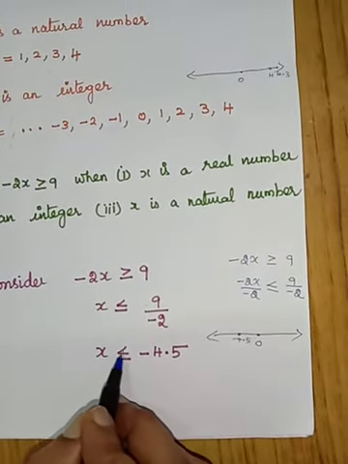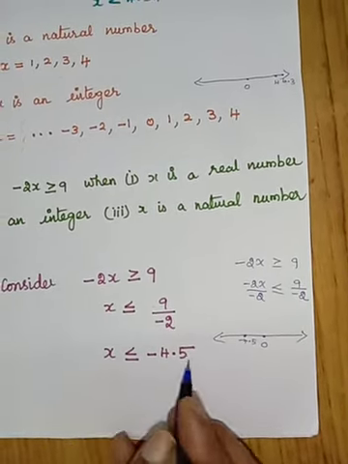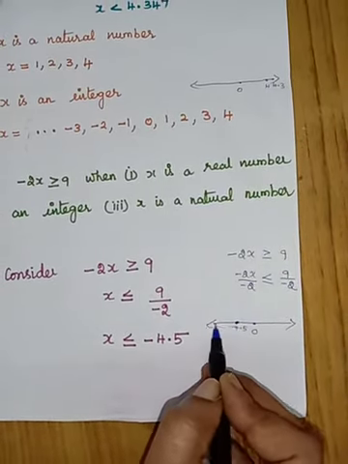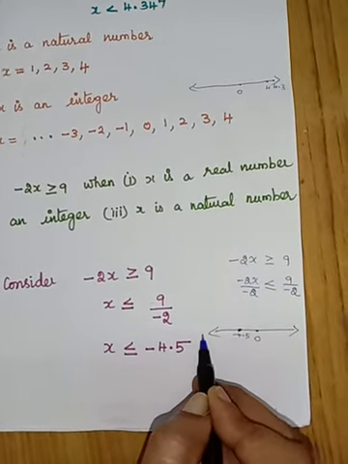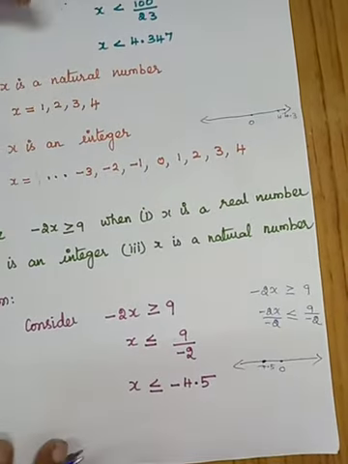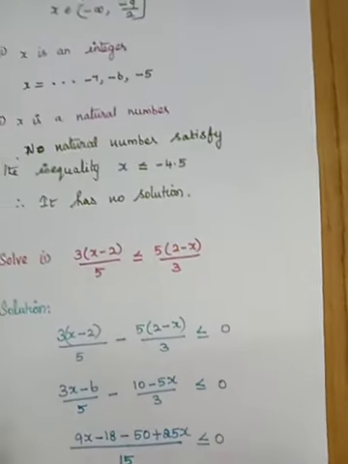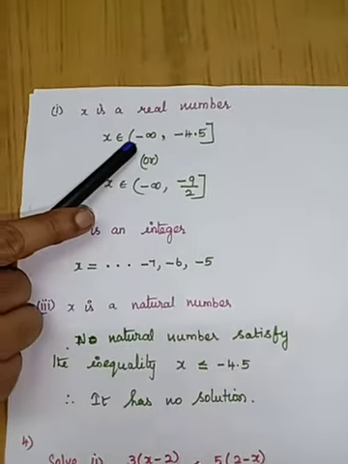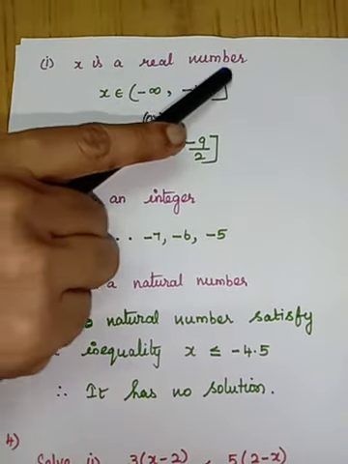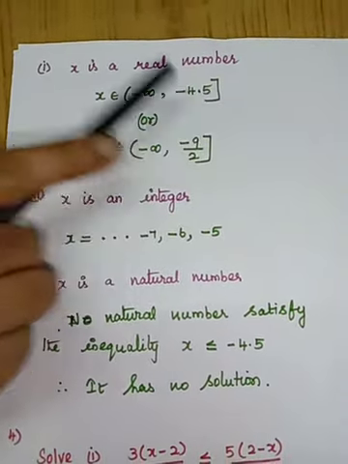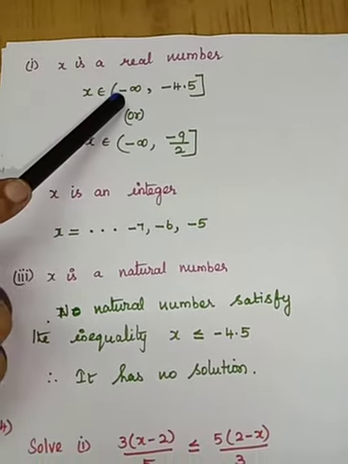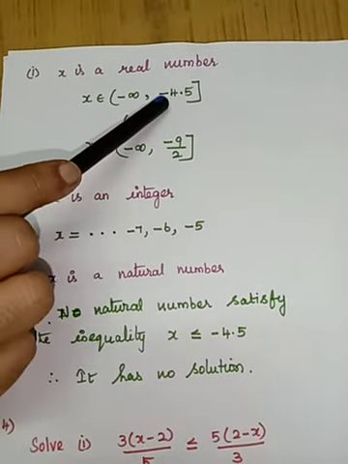So your x is less than or equal to -4.5. So -4.5 is also included. So less than means we have to write the left side. So starting from minus infinity to -4.5, all the real numbers, so that we can denote in the interval. So what is the interval? Starting from minus infinity, and -4.5 also included, so I use the square bracket. So interval means the set of all real numbers lying from minus infinity to -4.5.